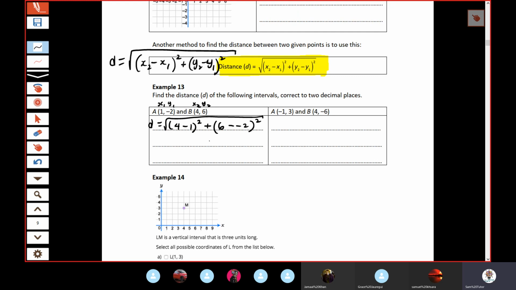I'll pause there. Any questions? Is anyone not able to see how I use the formula and these coordinates to obtain this particular expression? Anyone confused? Okay, that's good.